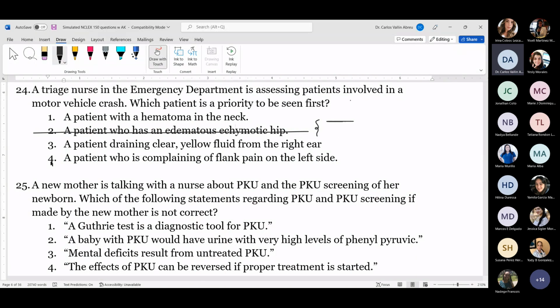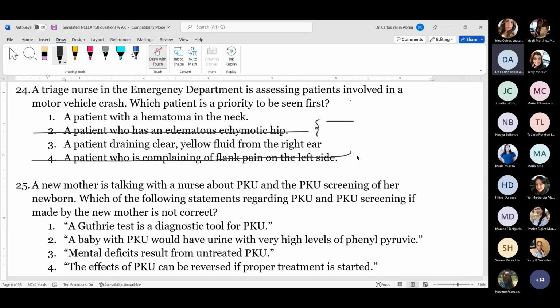Okay. And the patient number 4, what do you think could have? Flank. What is the flank? This side of the abdomen, no? Kidney problems, what could it be? It is probably a kidney problem, probably a kidney stone. That is also an urgency. It's not an emergency. So the problem is we rule out these two very easily.